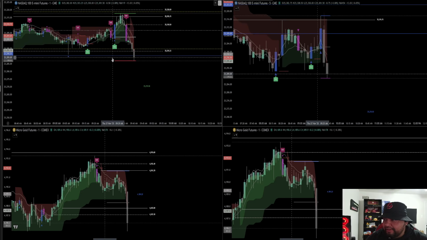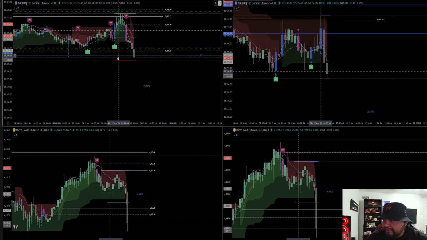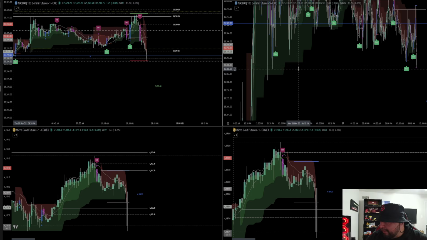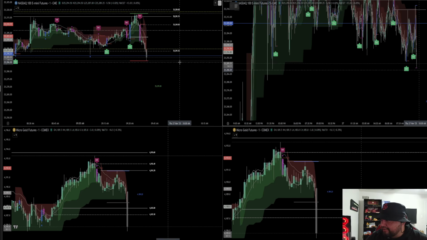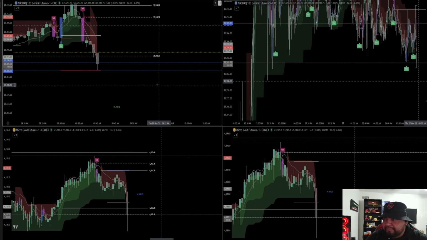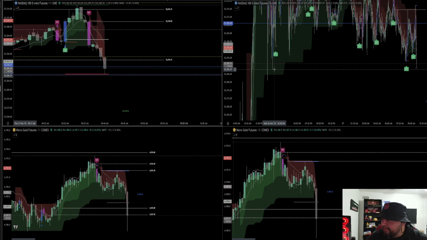Now, if it can hold below here, the next area would be that 5 minute. Let's draw it up over here, right here. This would be your last line of defense, right there, right where it's currently holding off. That's this 5 minute candle right there, 86.50.